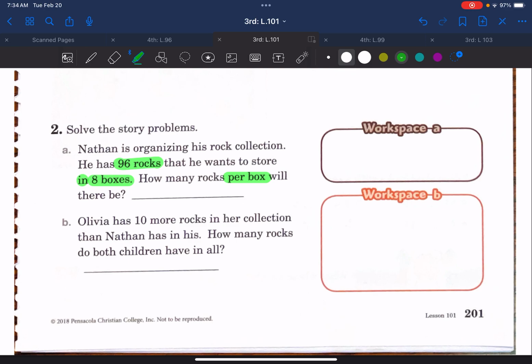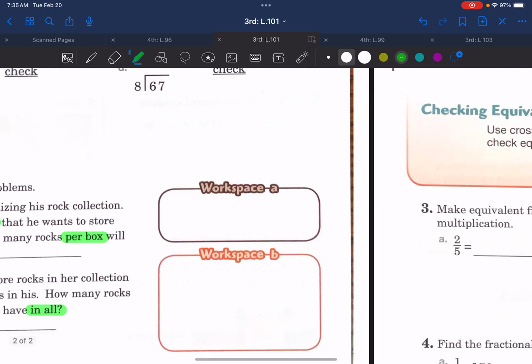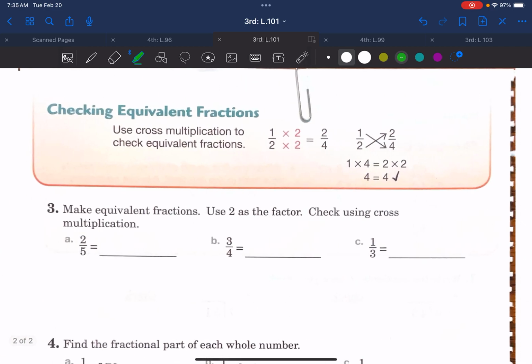And then Olivia has 10 more rocks in her collection than Nathan has in his. How many rocks do both children have in all? So you have to solve A before you can solve B. Okay. All right, and then onto the back side.